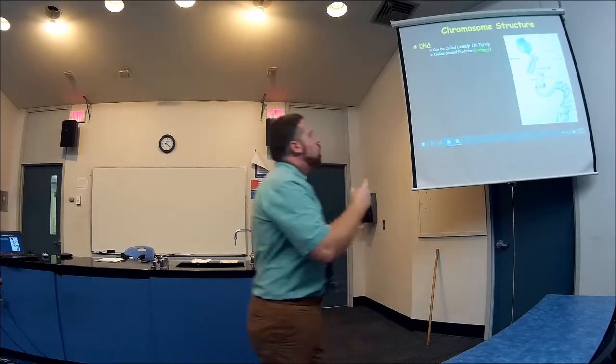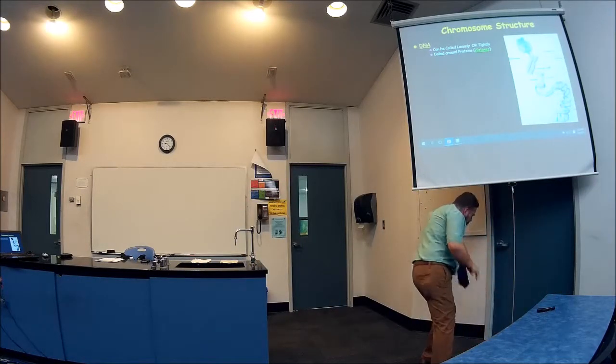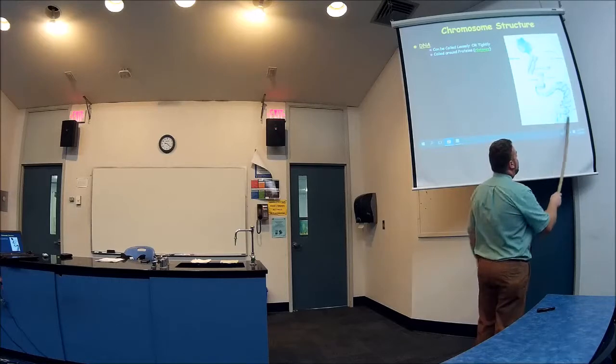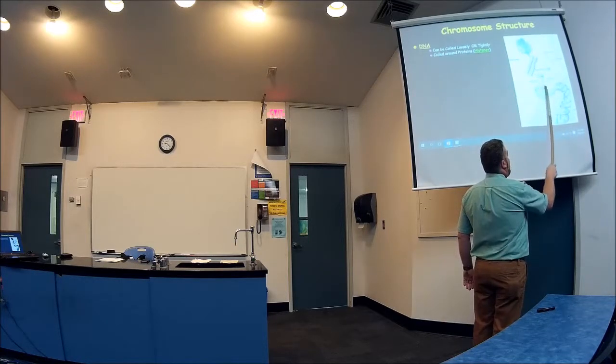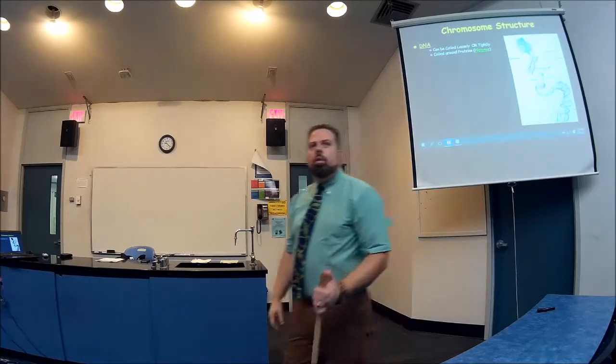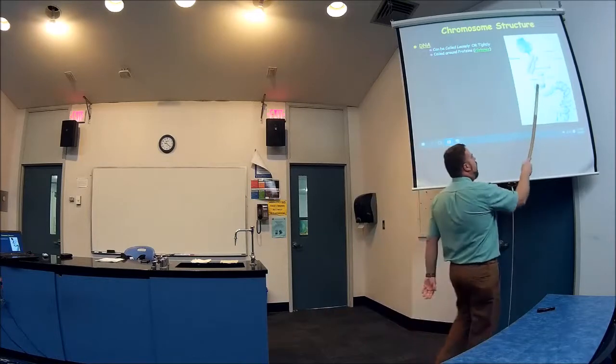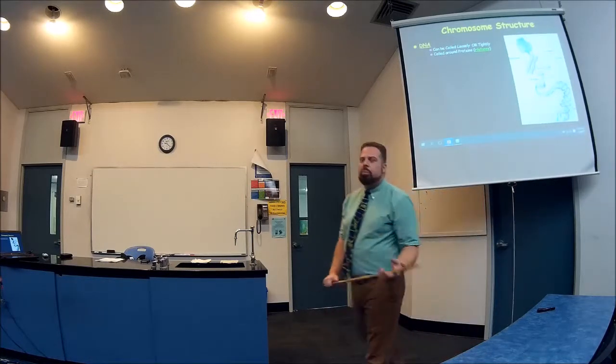And this DNA, you can see the ladder over here. All right, here's our double helix. It eventually will wrap itself around these histones. And they're molecules over there. All right, they're protein molecules. They help to organize it a little bit better. Okay?